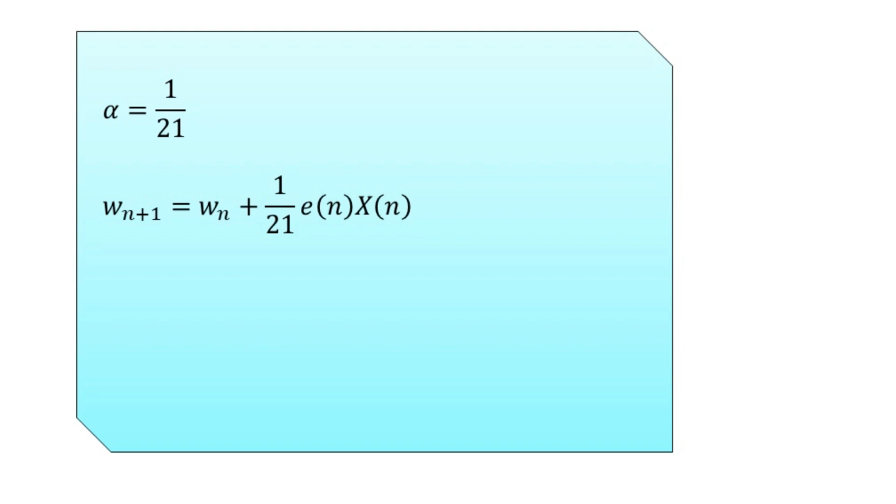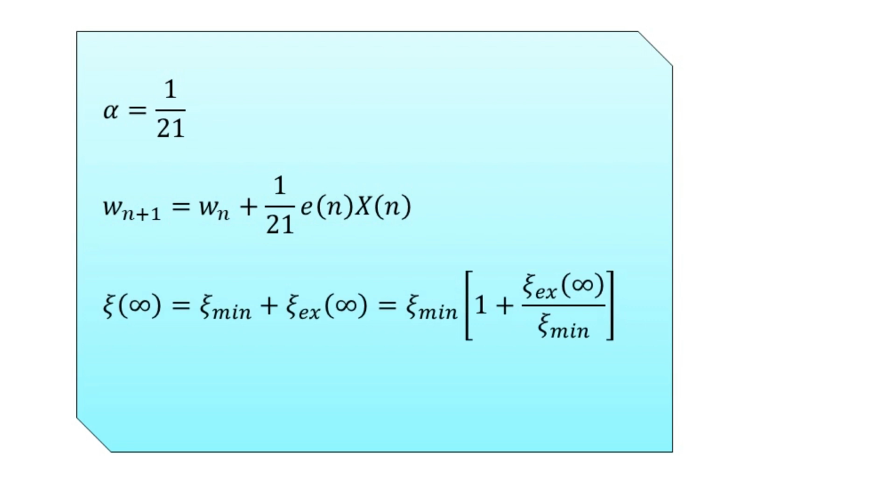Now the second part is to find the steady state mean square error. The steady state mean square error can be denoted as xi of infinity, which is xi minimum added with xi excess of infinity. We can write it as xi minimum multiplied by the bracket 1 plus xi excess of infinity divided by xi minimum. This is equal to 1 plus M, the misadjustment, multiplied by xi minimum. If we put the value of the misadjustment, 0.05, added to 1, it will be 1.05 multiplied by xi minimum.